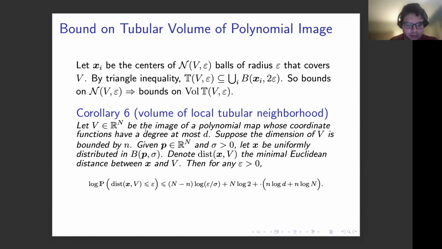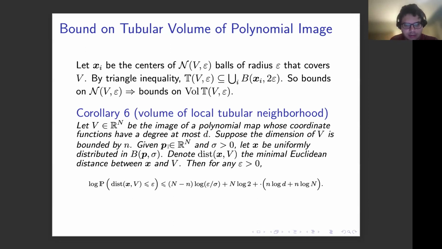Okay, so this is a corollary. And here we look at, sorry, this should be a subset, an image of a polynomial map whose coordinate functions have degree at most d. So for polynomially parameterized sets, this is when our theory is most powerful.